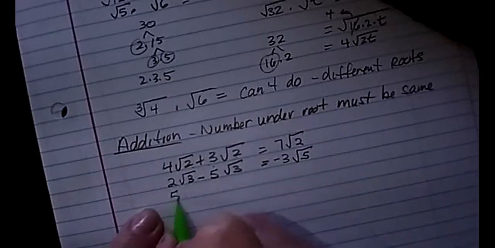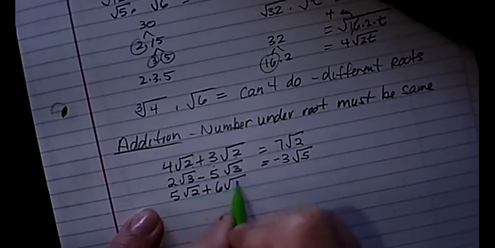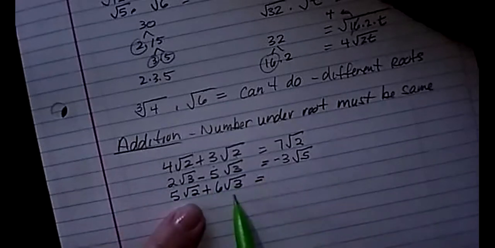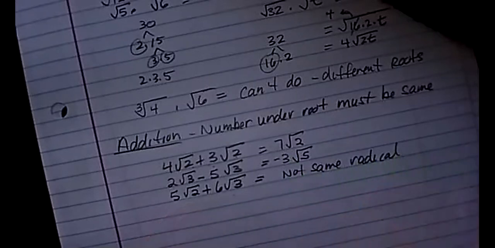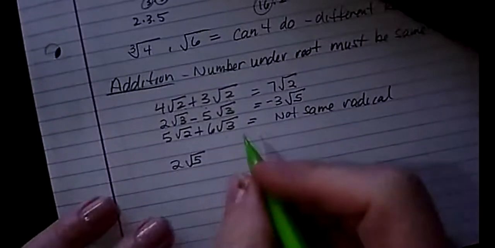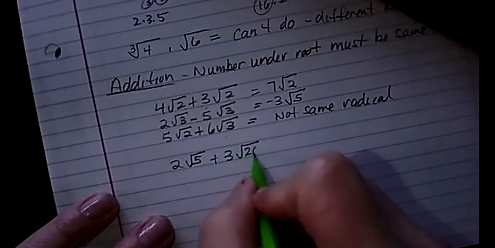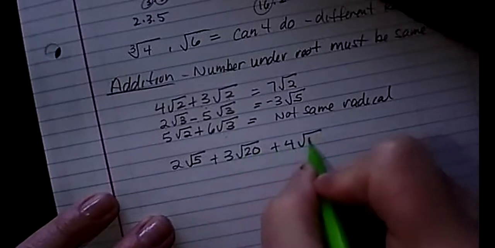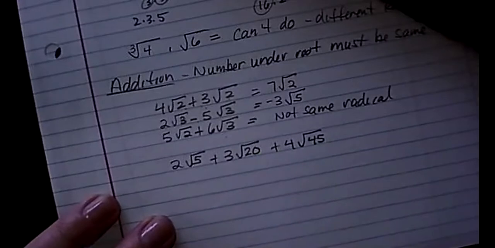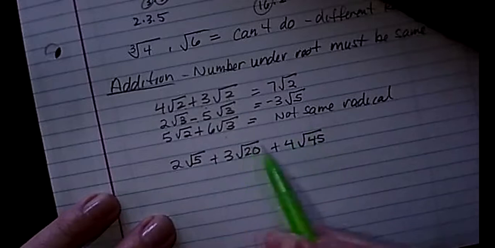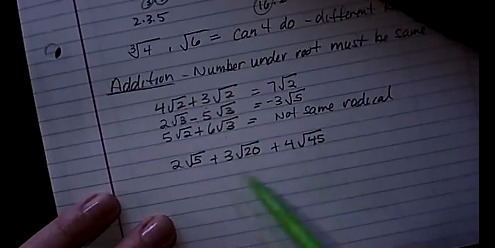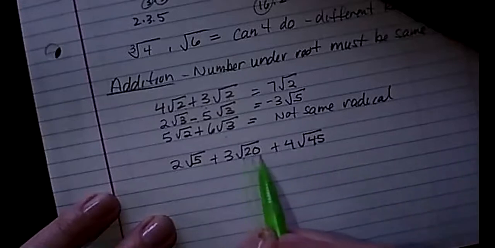Okay, now if I have something like this, 5 radical 2 plus 6 radical 3, can't do that. Not the same radical. Okay, so you can't do that. Now how about this one? Okay. So what I have to do is they're not the same radical, so I can't add them together now, but perhaps I could simplify them down and maybe 2 of them I could add together, maybe all 3 of them, I don't know. So you have to simplify this down first.